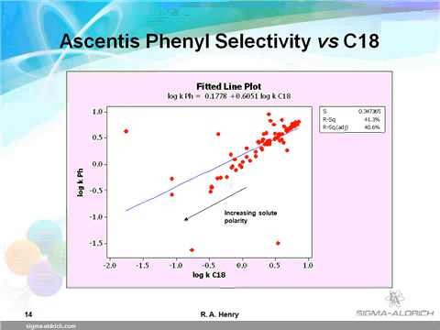This next slide, which compares Ascentis Phenyl with C18, shows even lower correlation, greater orthogonality at 41% for this group of compounds. A similar pattern of increasing scatter with increasing solute polarity is observed. Phenyl rings are pi-basic and can interact strongly with other ring systems and dipoles. The ability to form pi complexes makes this phase a very important complement to the Ascentis RP Amide phase when alternate selectivity to C18 and C8 is needed.